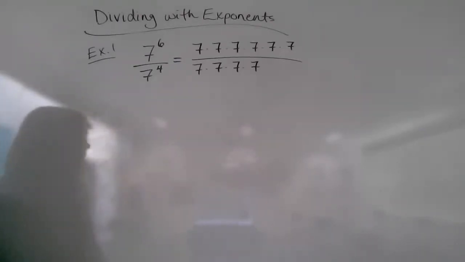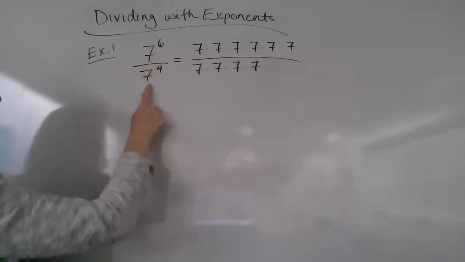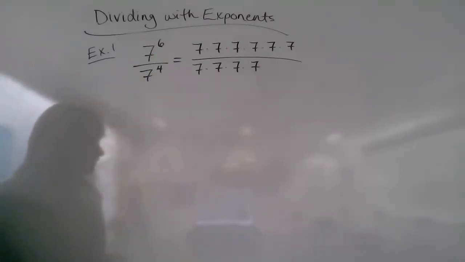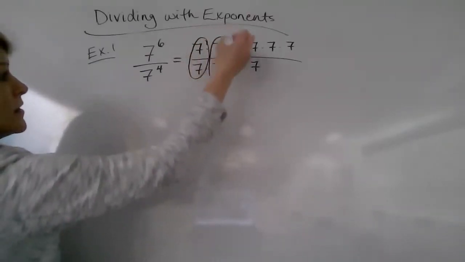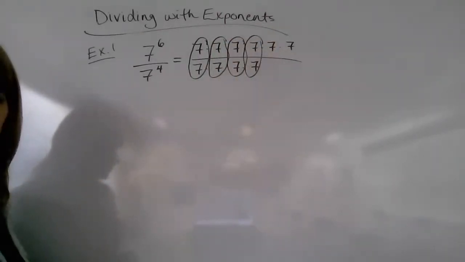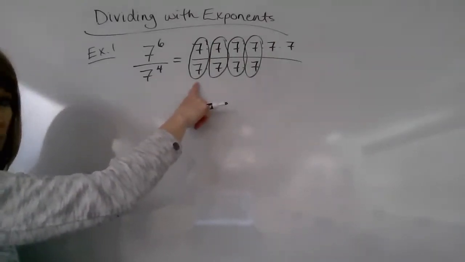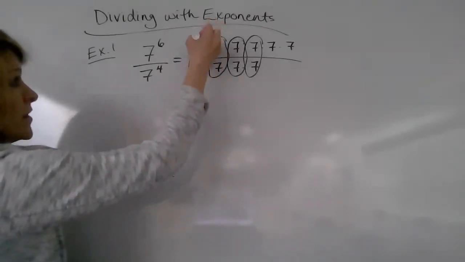Okay, so now in the numerator of our fraction, we have 7 being multiplied by itself 6 times. That comes from this right here. 7 to the 4th power means 7 times itself 4 times, like we have right here. Now, to simplify, notice that we have a lot of 7 over 7s. We have 4 sets of 7 over 7. And remember, when you have a fraction where the numerator and the denominator are equivalent, 7 over 7 equals 1. So we're going to simplify all of these down to 1.